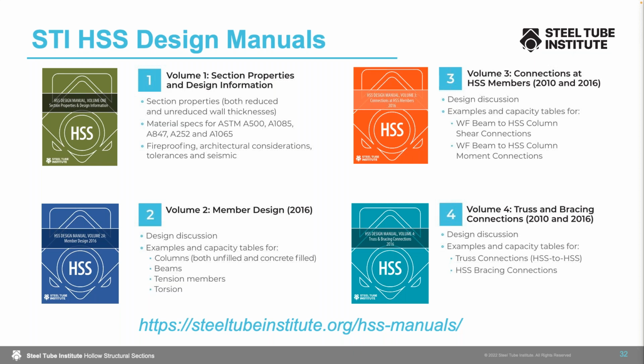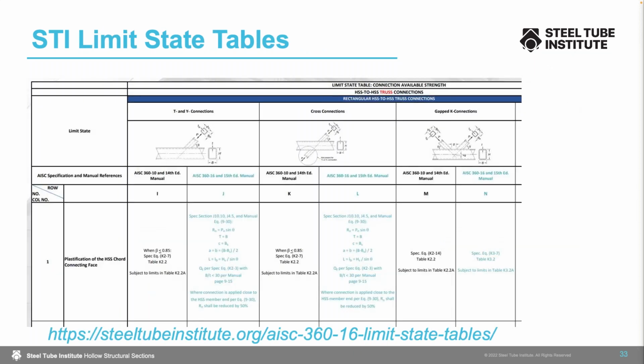So we'll take a look at those resources, just flipping through them here. The HSS design manuals, these are available for purchase on our website. The limit state tables, this is just an overview of what some of them look like. This is the T and Y connection, and then we have a 360-10 column, a 360-16 column, and all of the necessary formulas to perform the checks for each of the limit states. And this is much, much bigger. This is just a snippet of it, but we have a lot of information in these limit state tables that can be downloaded from our website.